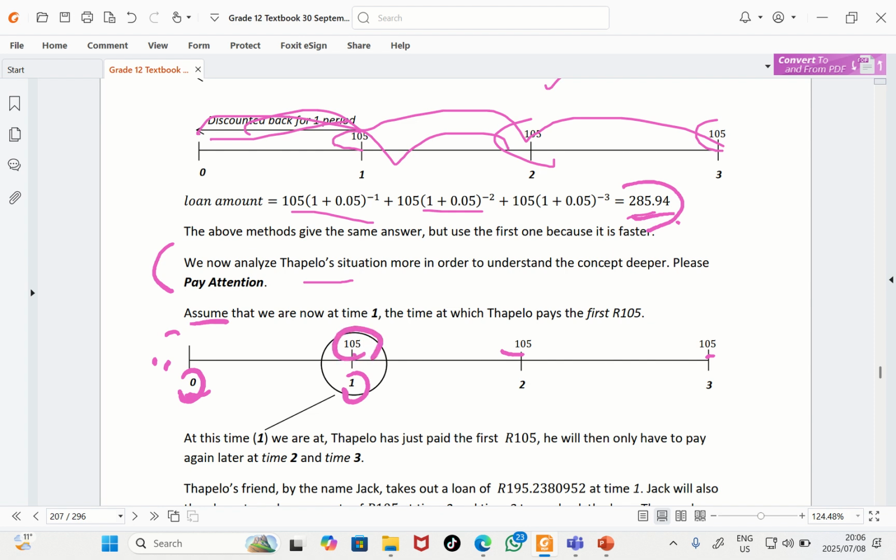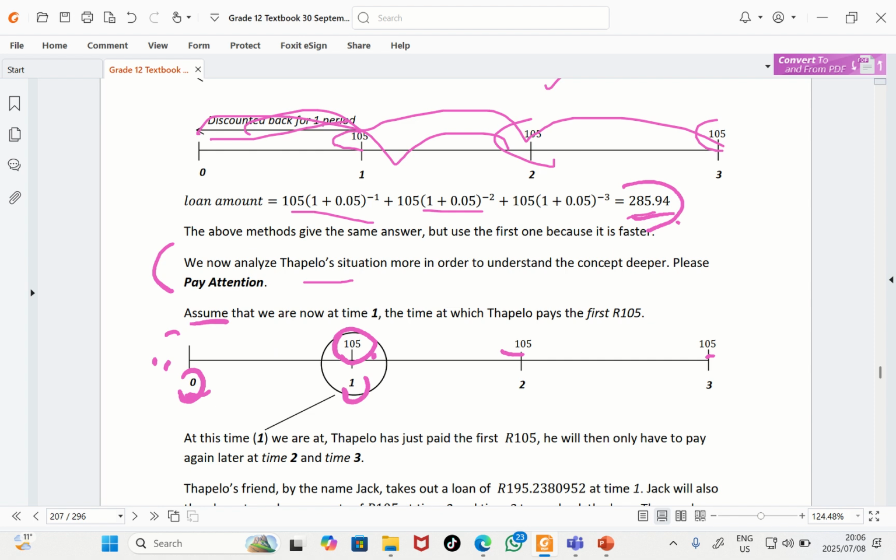You guys remember how he makes the payments? It's not like he goes to the bank and gives them the 105. No, he sets up a debit order. So the bank will automatically take out the 105s. That's how it happens. So now let's just assume we're at time one, and at this moment the bank debits 105. It deducts 105 from his account, which is just the payment.